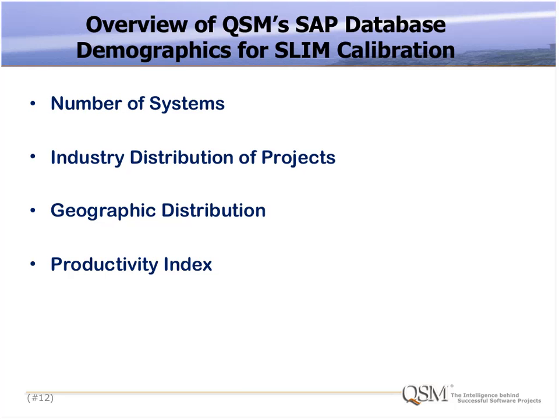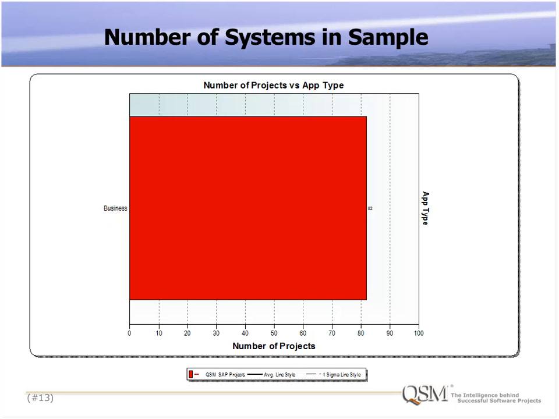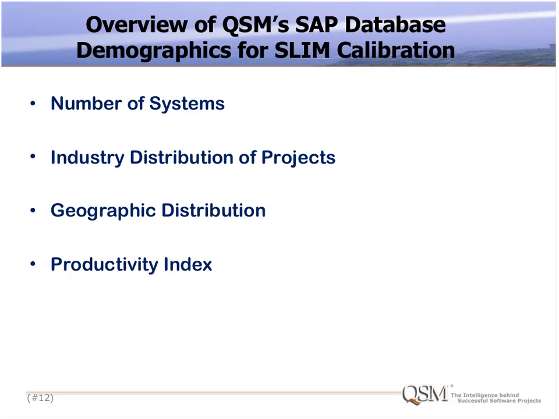Now you would use our SLIM Metrics product for this. SLIM Metrics would be able to take the history from the Data Manager and let the user analyze it and break it into different categories, and let you measure things like productivity and quality, and create custom trend lines so you can do benchmarking with SLIM Estimate, things like that. So actually, let me go back. We're going to look at number of systems, industry distribution of projects, geographic distribution, and how that productivity index is distributed across multiple projects.